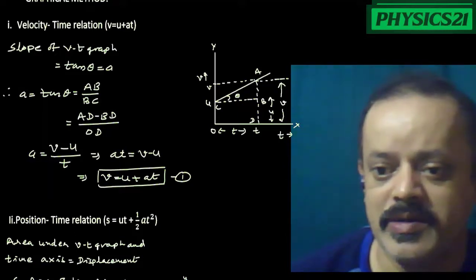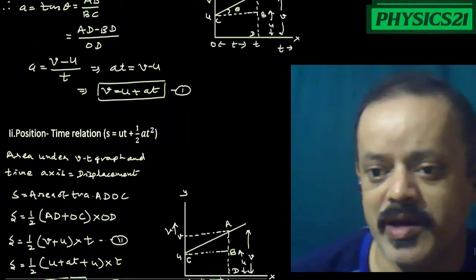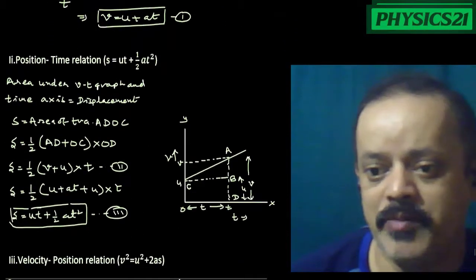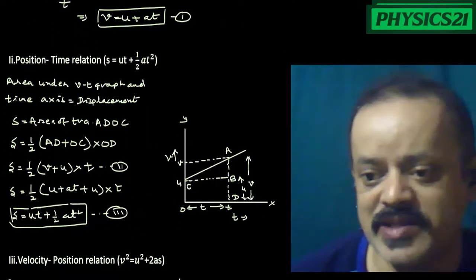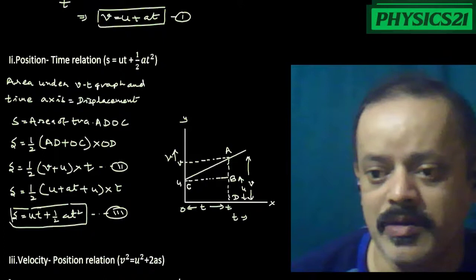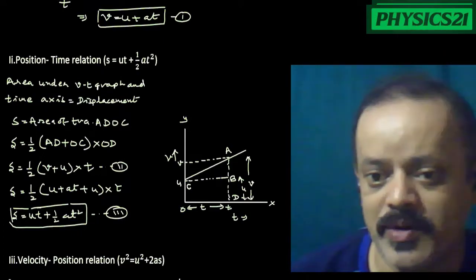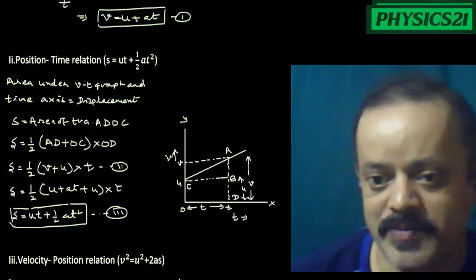Now, the second equation of motion by the graphical method. We use the same graph plotted between velocity and time. Here, the area under the v-t graph and the time axis for the given interval of time will represent displacement. So, to find displacement graphically, we will calculate the area of the trapezium ADOC in this graph. So displacement S is equal to the area of trapezium ADOC.